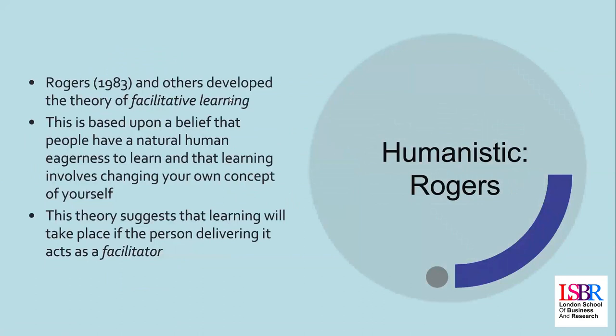So Rogers in 1983 and others developed the theory of facilitative learning. This is based upon a belief that people have a natural human eagerness to learn and that learning involves changing your own concept of yourself. This theory suggests that learning will take place if the person delivering it acts as a facilitator. So what does facilitator mean? Let's think about that. It means somebody who is helping you to learn, maybe learning with you, rather than an authoritarian figure at the front of the classroom. Facilitative learning.